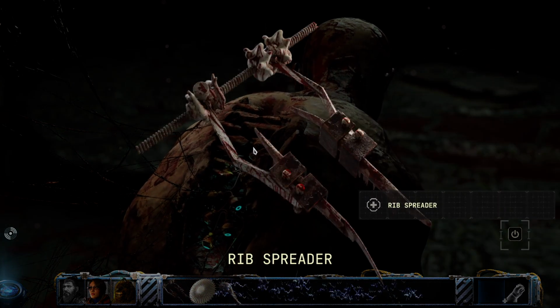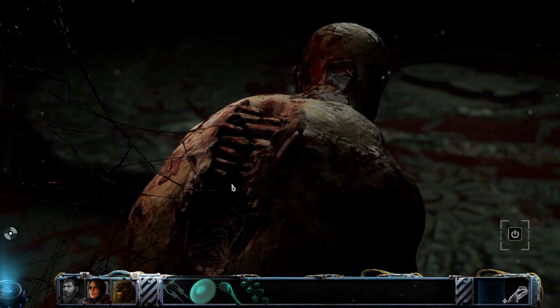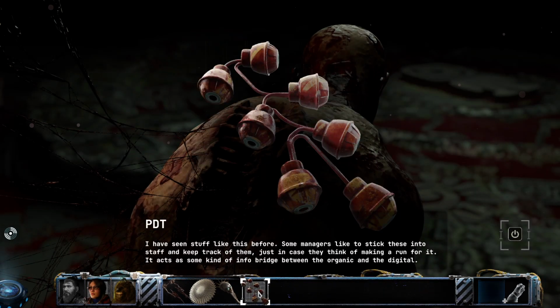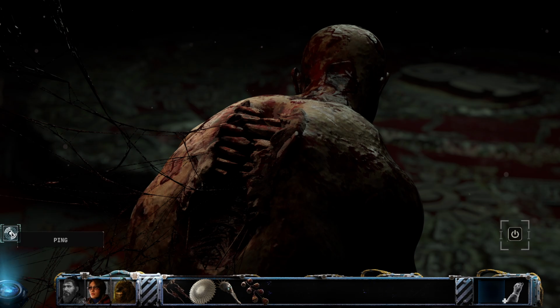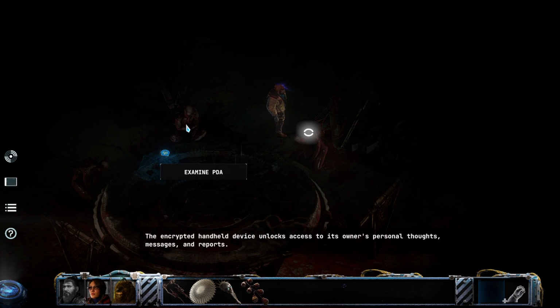Ooh. Okay, the rib spreader. Just grab the entire thing. And also a PDT? I've seen stuff like this before. Some managers like to stick these into staff and keep track of them, just in case they think I'm making a run for it. It acts as some kind of info bridge between the organic and the digital. Huh. Well, thanks for your contribution there, friend.